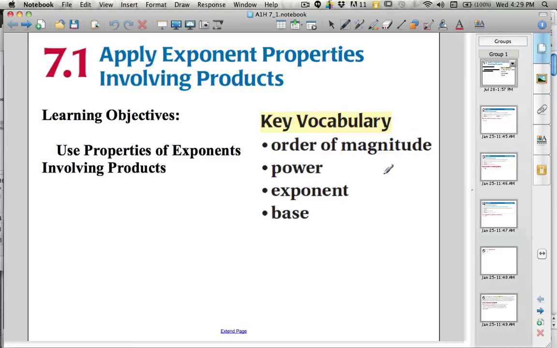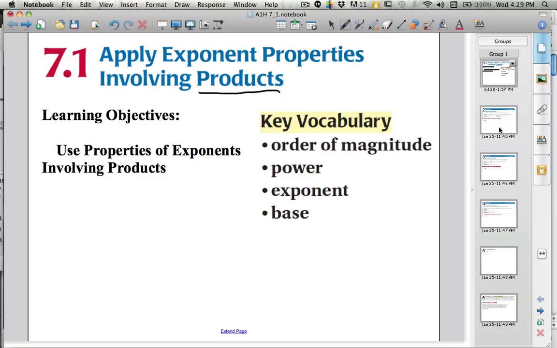In section 7.1, we're going to start working with applying the exponent properties involving products. So we're going to work through some of the properties of exponents, the ones involving products, which of course means we're talking about multiplying. Your learning objectives for this section are to be able to use the properties of exponents that involve products. Key vocabulary here is order of magnitude, what is a power, what's an exponent, and what's a base.